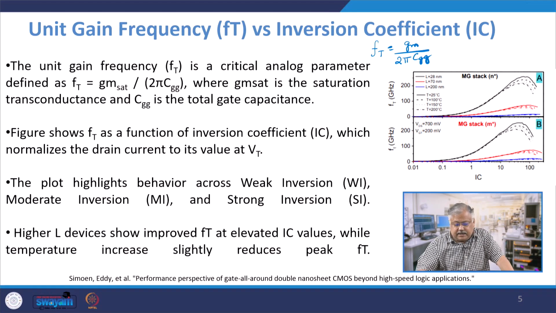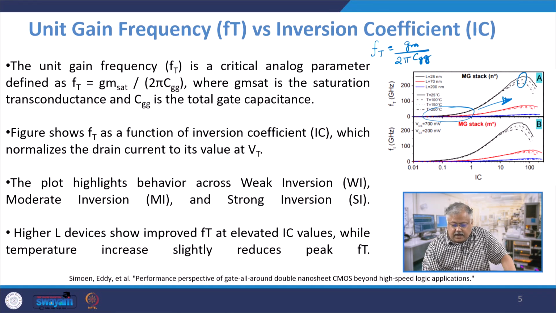So we will see that these are weak inversion regions on the left hand side, and as you move towards the higher side, you get a strong inversion region coming up, right? If you look from the point of view of channel length, higher channel length will actually give you a reduced value of FT, and lower channel length gives you a much better one.